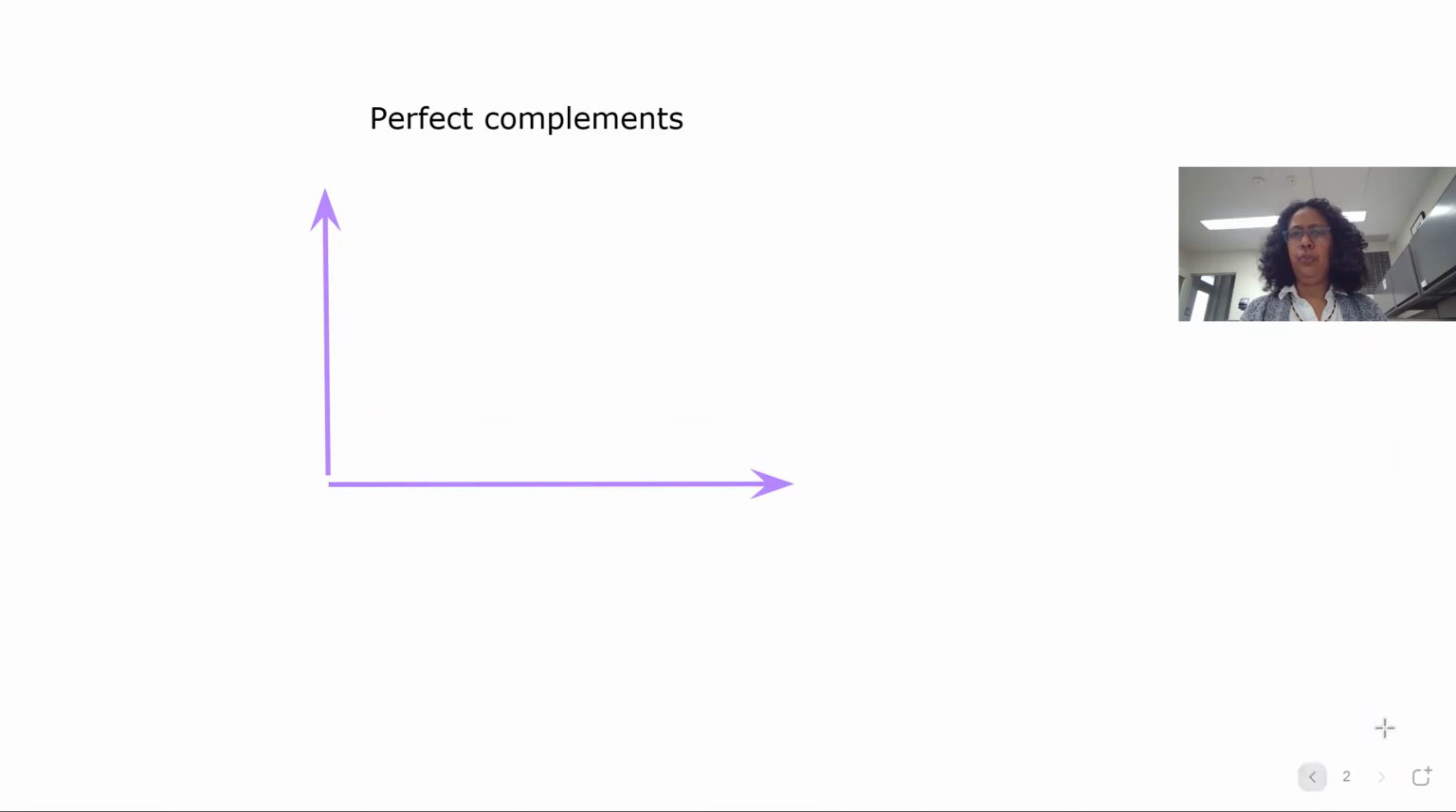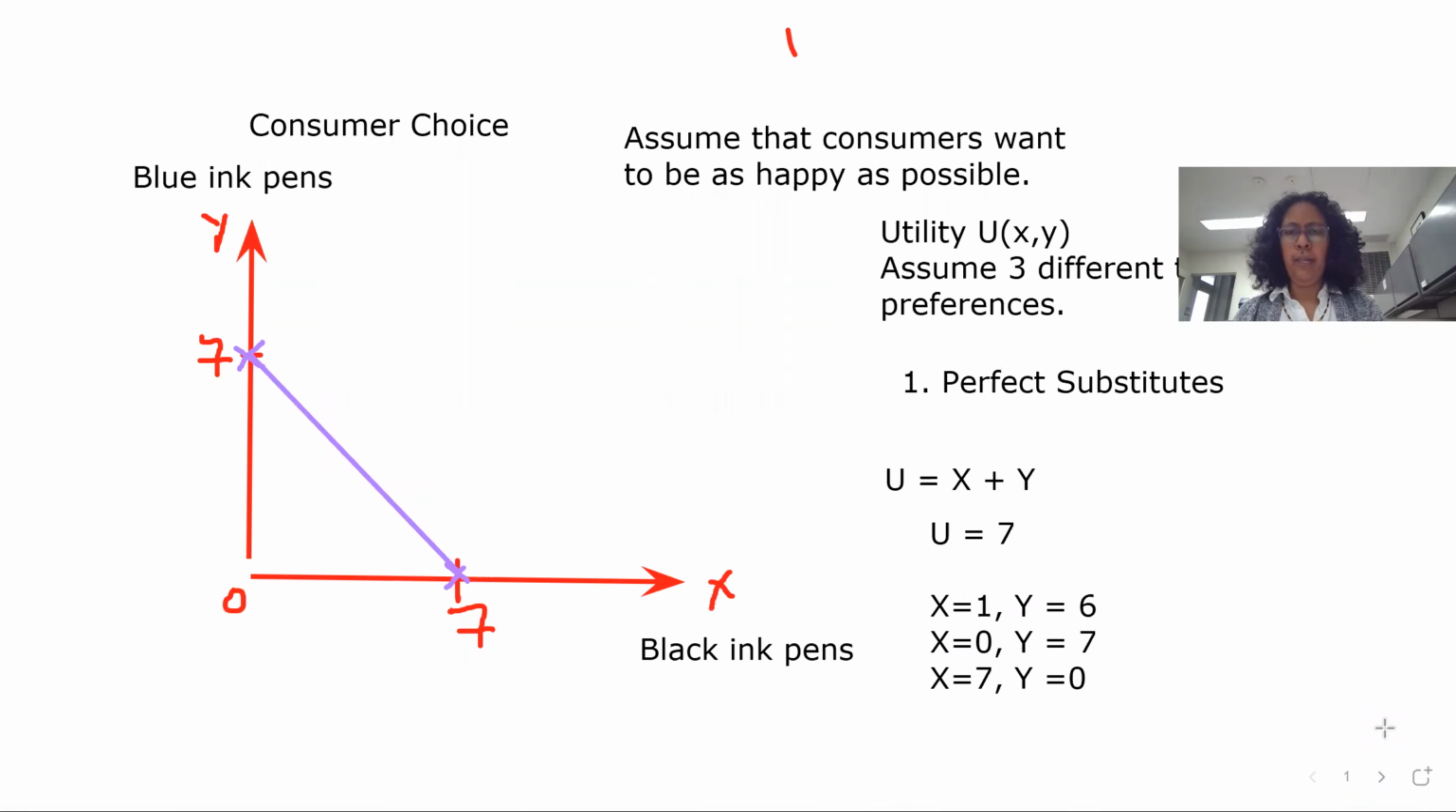I'm going to walk back to the first whiteboard now. If I wanted to increase my happiness, I would have to increase the total number of pens. And so I'm just going to label the utility of 7 to be indifference curve 1. Utility is equal to 7. If I wanted to get utility of 14, what would that look like?